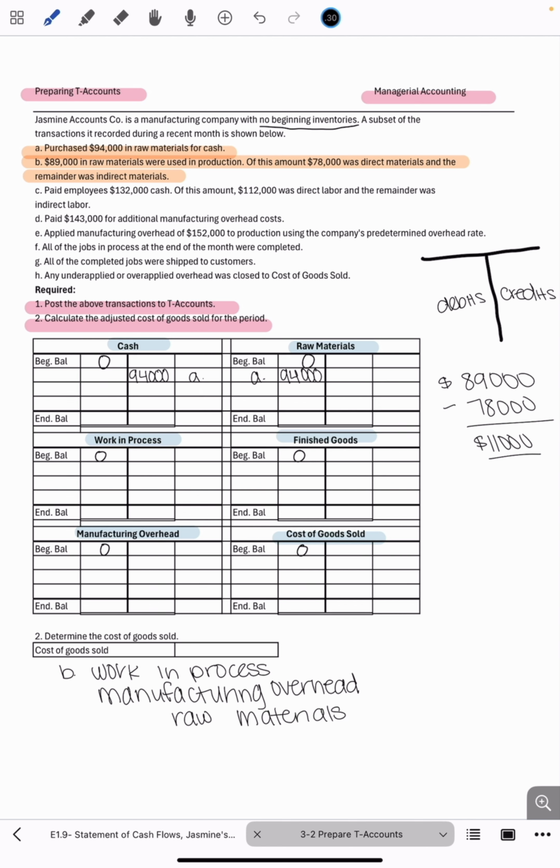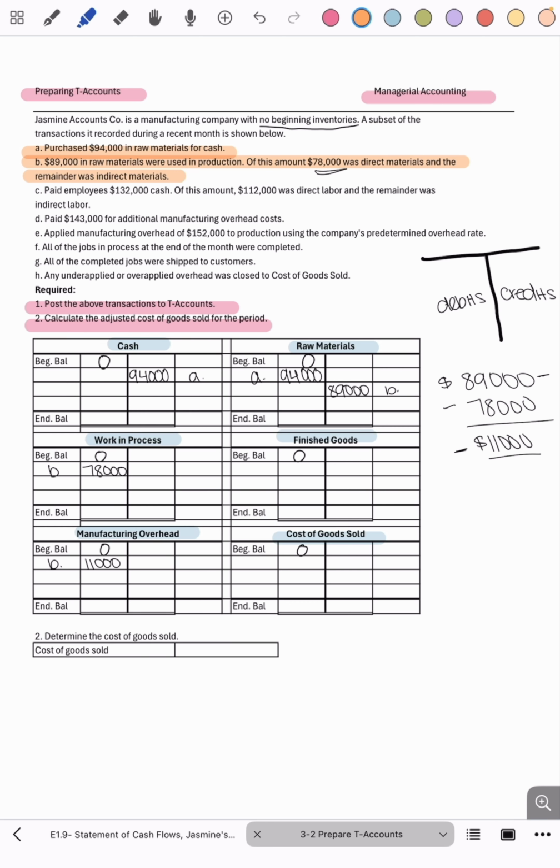Okay, so our work in process amount is going to be the $78,000. Our second debit is going to be the $11,000, and then our final one will be the $89,000, which is obviously those two just added up. And see, these are on the debit side and this will be on the credit side, showing that balance, and that is B. Let's go to C, and that says paid employees $132,000 cash.